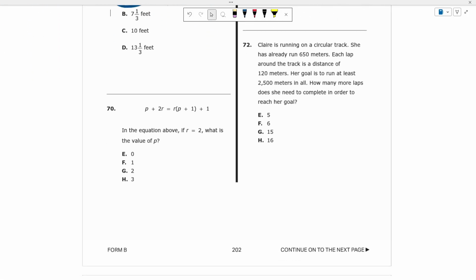Moving on to number 70, it says that in the equation above, if r is equal to 2, what is the value of p? So you have two different variables here, and they're telling you what one of them is equal to.